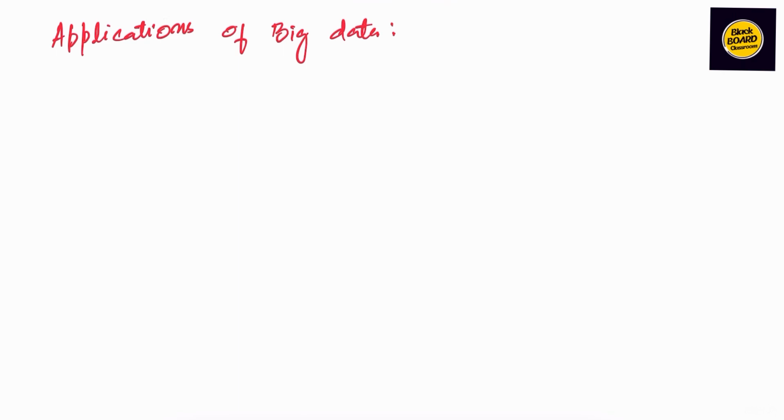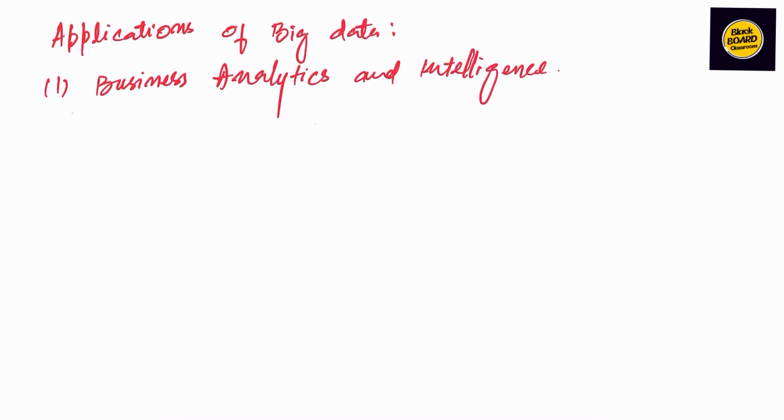So, basically, the first area where big data plays an important role is business analytics and intelligence. So, what do we understand from business analytics and intelligence? Basically, big data helps businesses analyze customer behavior, which is very important in understanding the demand of the customer.